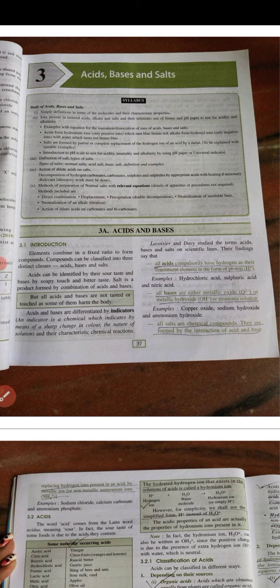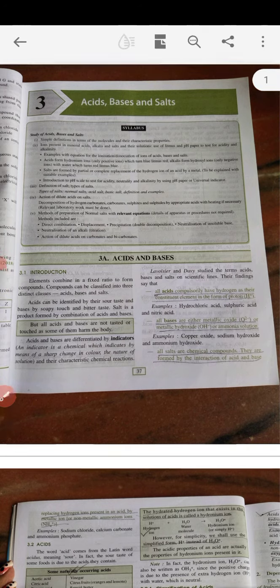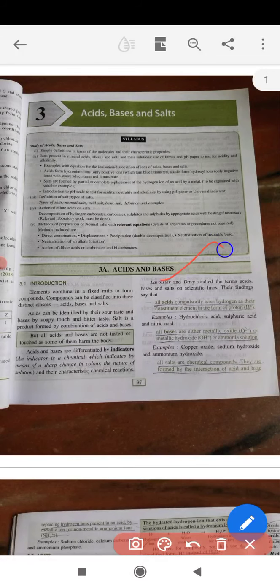In previous classes also you learned the definition. So first I am saying the definition of acid. Acid is a thing which contains H plus, and bases contain OH minus. Similarly, the terms acids, bases and salts were named by Lavoisier, and Davy studied them scientifically. Their findings are this, okay.